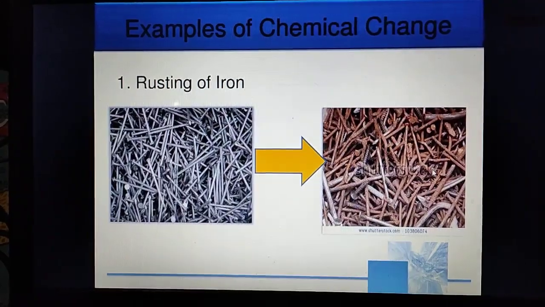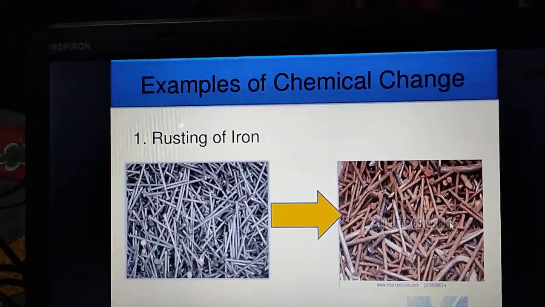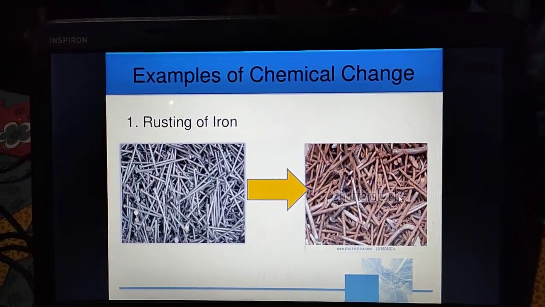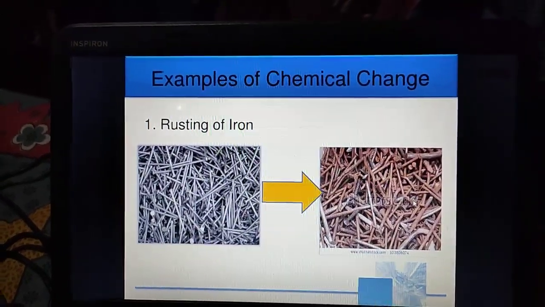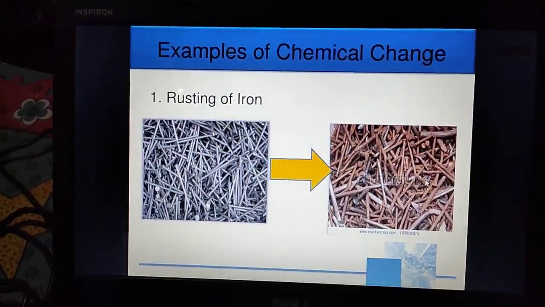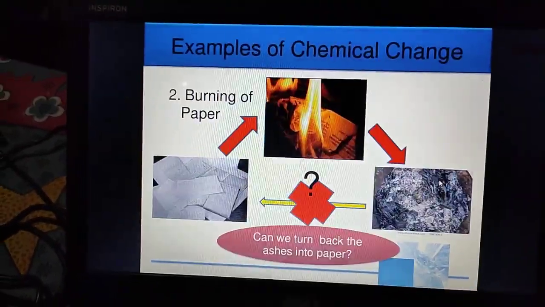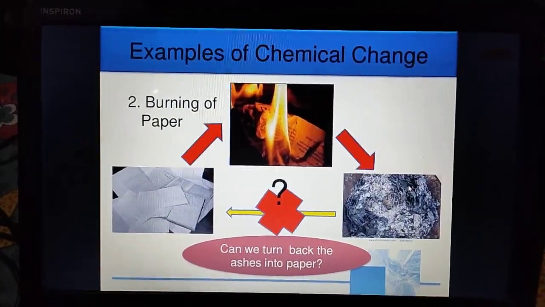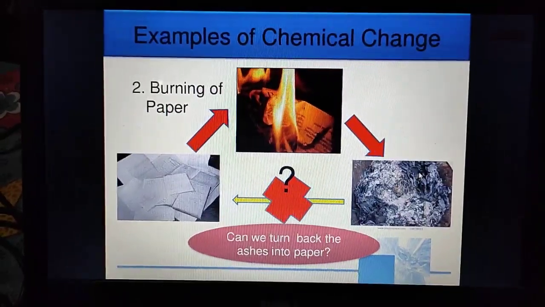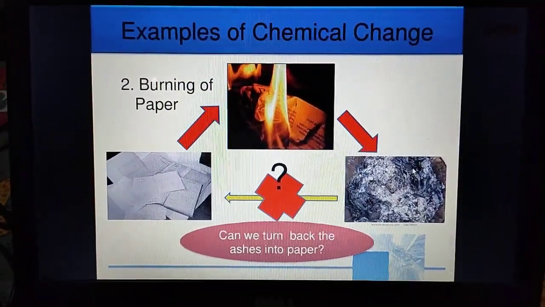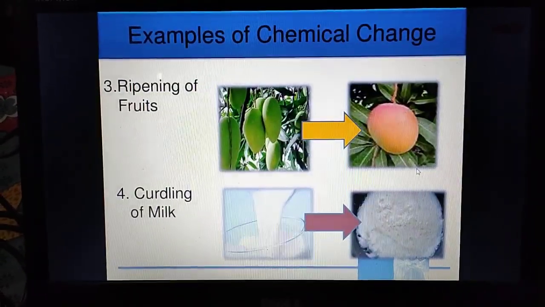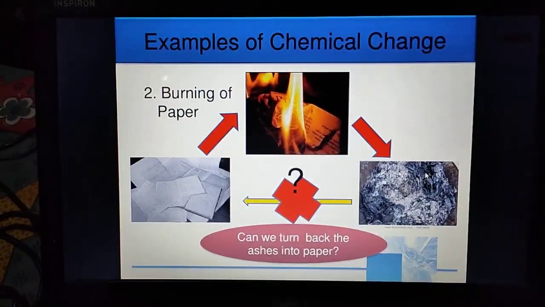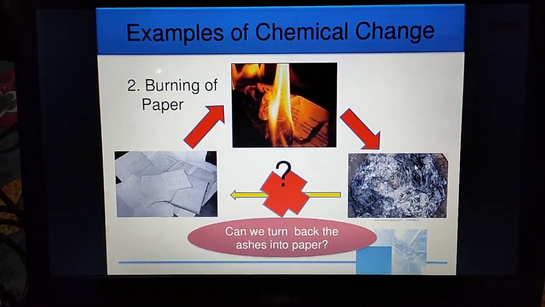Now you see the examples of chemical change. Rusting of iron. Here you can see the color of the pins changes, so we call it chemical change. Then burning of paper. Whenever you burn a paper, you get ashes. These ashes have different properties than paper, so new substances are formed and we call it chemical change. Can we turn the ashes back into paper? No, we cannot. So that is why it is a chemical change.